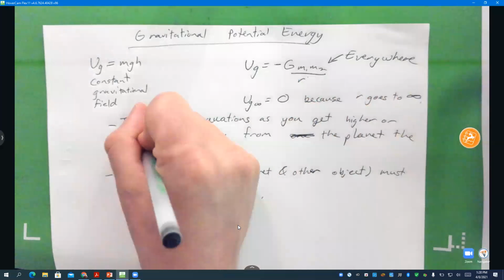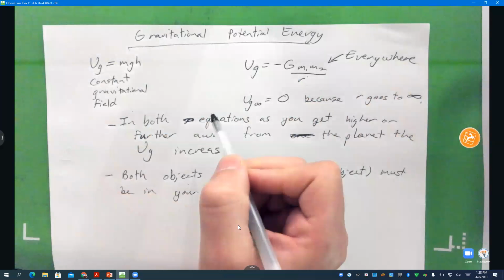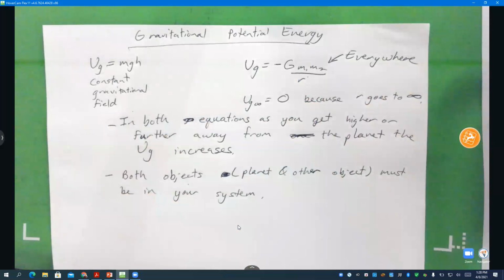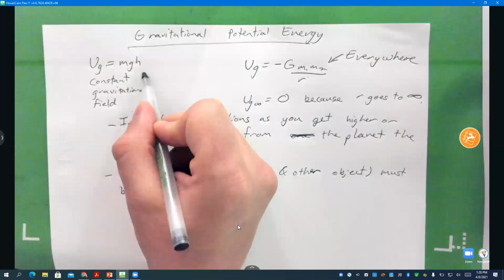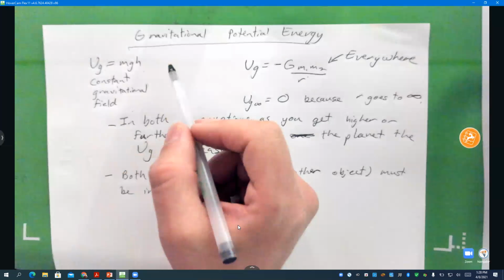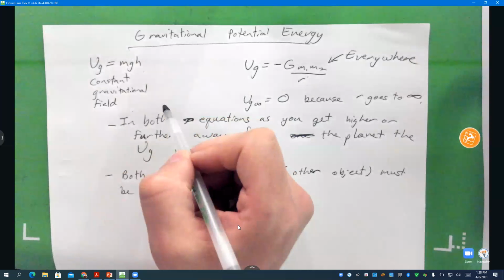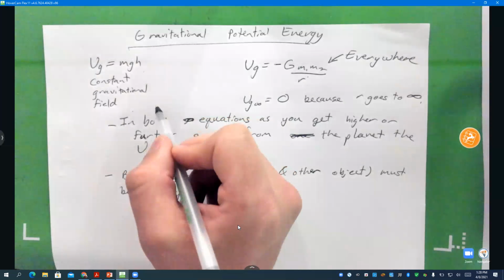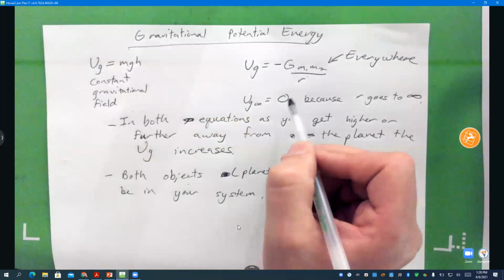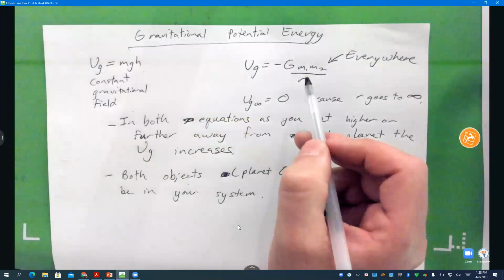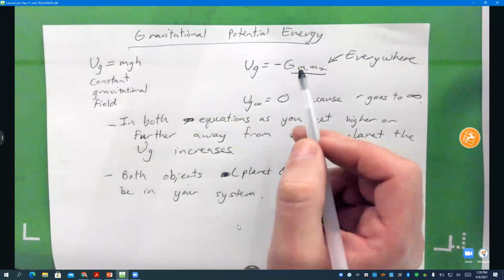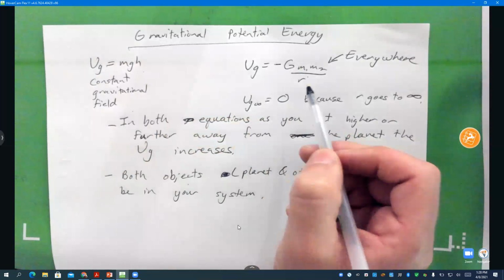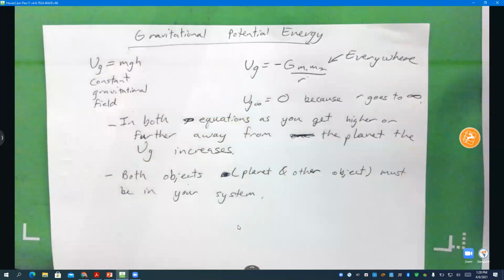You think of it as more ability to turn that energy into some other type of energy. As you get higher off the ground and drop something, by the time it gets down to the ground, it's going to have more kinetic energy. As you get further away, you get closer to zero, but still you're getting higher and closer to that as you get further away.